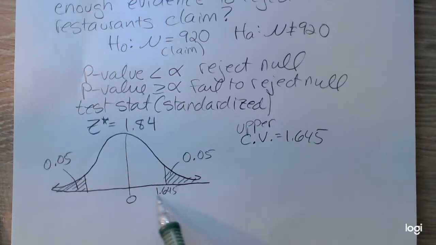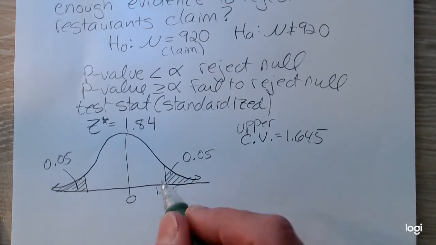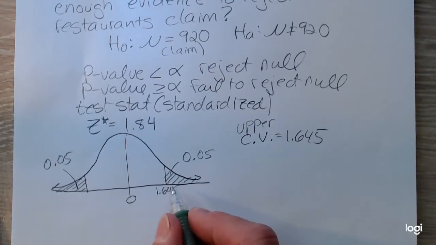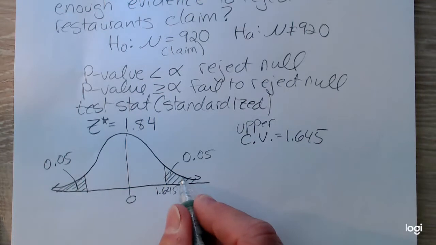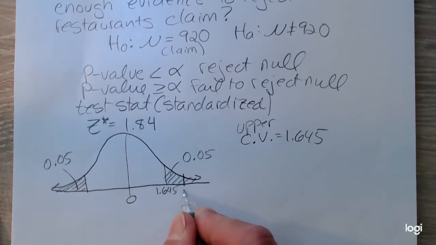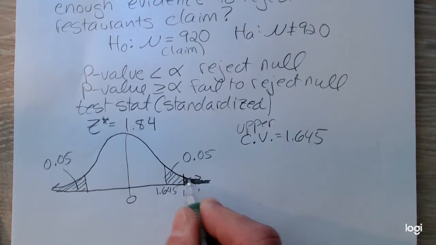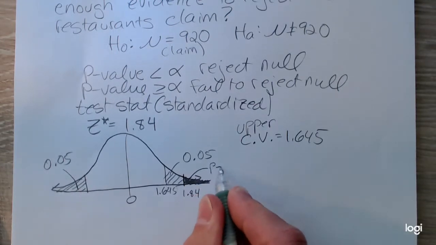Okay, but now I'm not going to be using the critical value. What I want now is I want to find the area further to the right of 1.84. Okay, so I'm going to darken in this tail here. This area under the curve is the p-value.